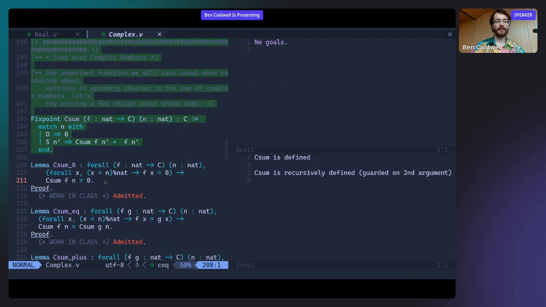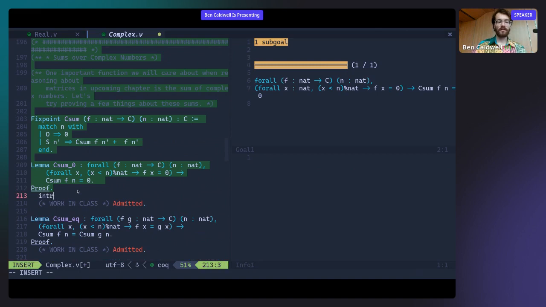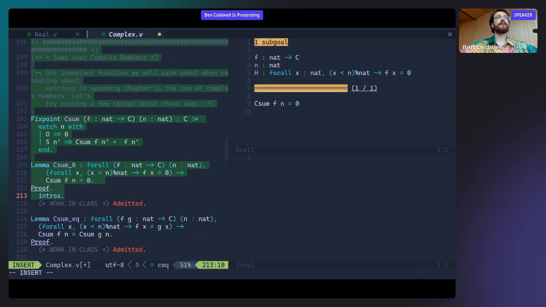So the first lemma that we would want to talk about, Csum0 here, says that for some complex sum, if everything less than our n is 0, then the sum from n itself is totally 0. So how might we want to get started with this?